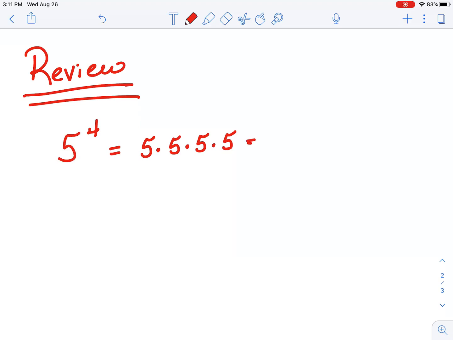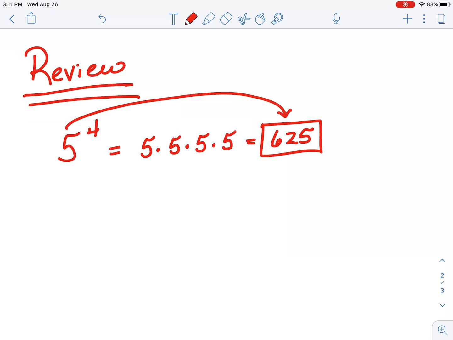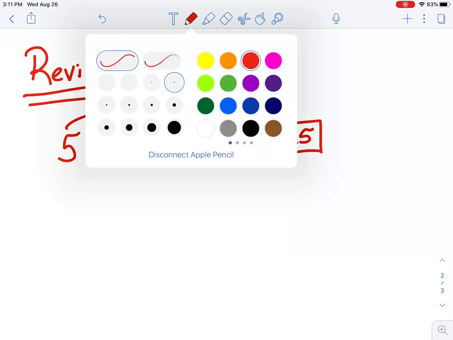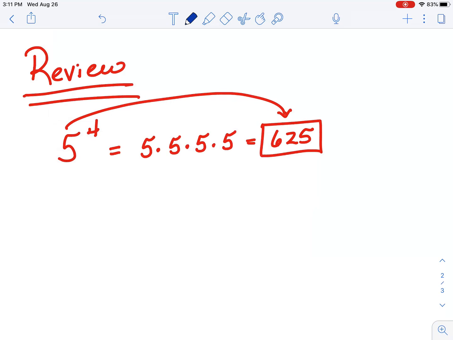So that would equal 625. So the value of 5 to the 4th is 625. How I get that answer is by multiplying 5 times 5 times 5 times 5.